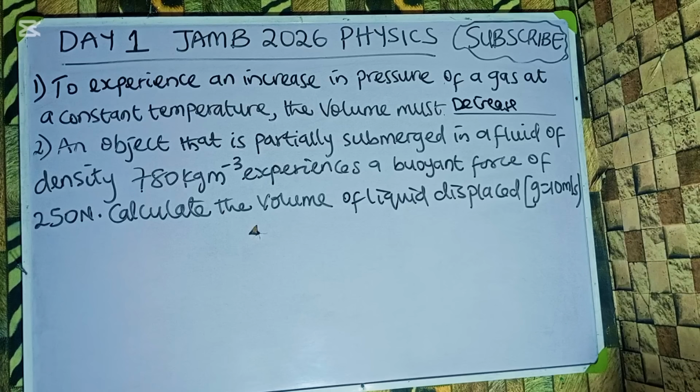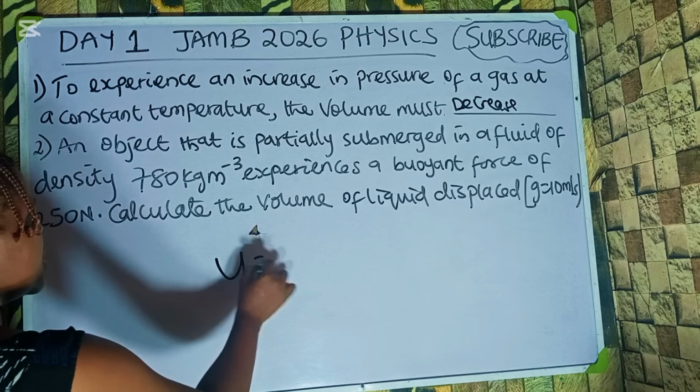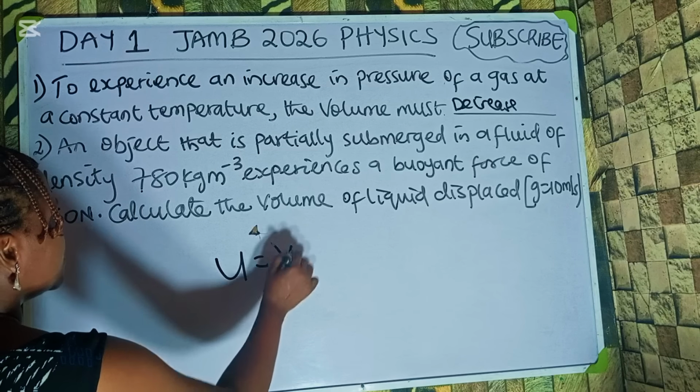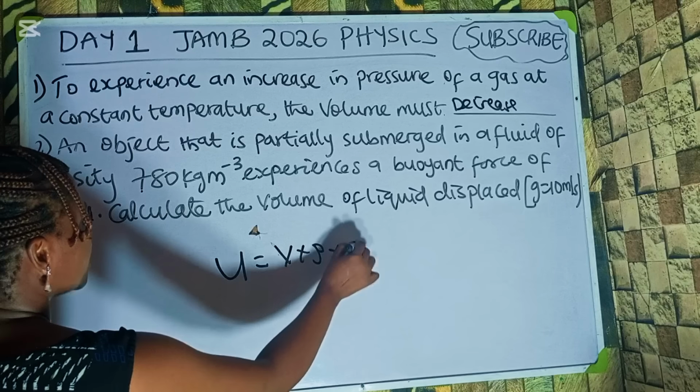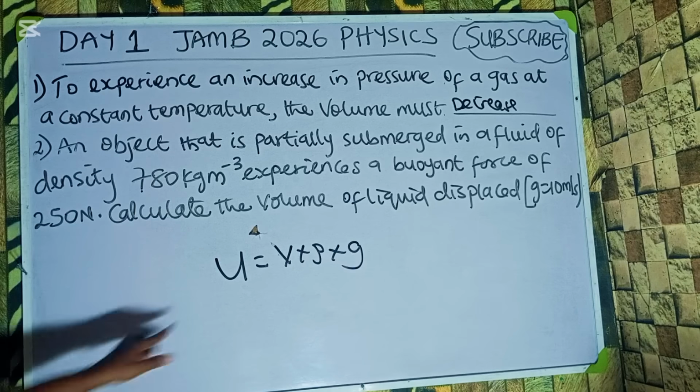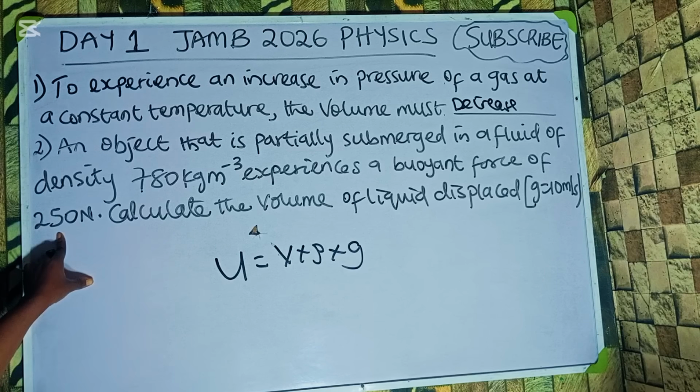Question 2. An object that is partially submerged in a fluid of density 780 kg per meter cube experiences a buoyant force of 250 Newton. Calculate the volume of the liquid displaced. We are given g to be 10 meters per second squared. Now, if you are talking about buoyant force, you look at upthrust. So this upthrust is equal to volume times density times g.